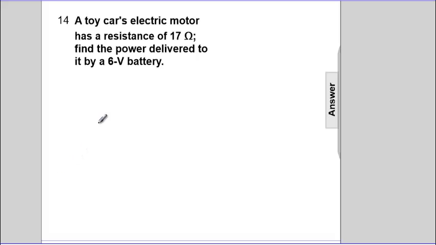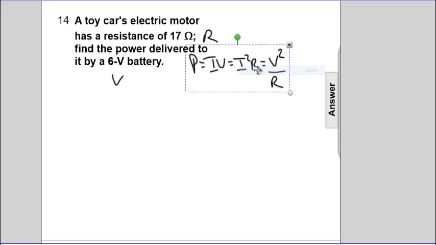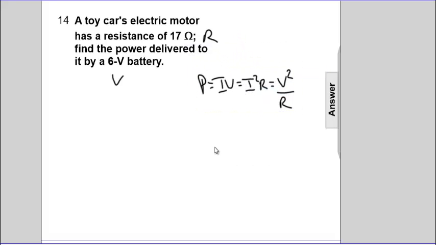So here we go. We'll solve some problems related to electrical power. A toy's electric motor has a resistance R of 17 ohms and a potential difference of 6 volts. So when you apply a potential difference across the resistor, charge will move and power is generated. So let's go ahead and paste our equations from memory. There they are. This will give us the relationship between power, current, voltage, and resistance.